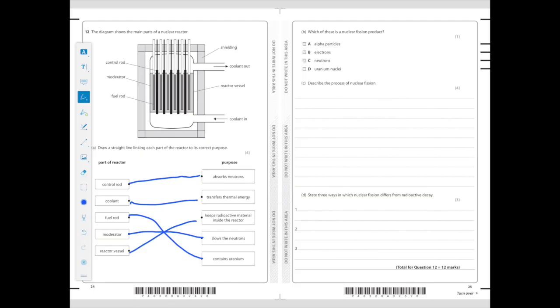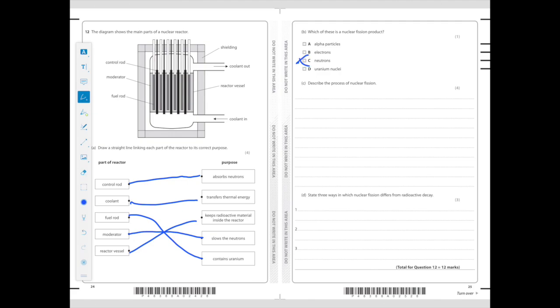That also makes sense. Which of these is a nuclear fission product? So remember that's what is made after nuclear fission takes place, and remember nuclear fission is the splitting of the atomic nuclei which releases neutrons, which is why C is the answer here.